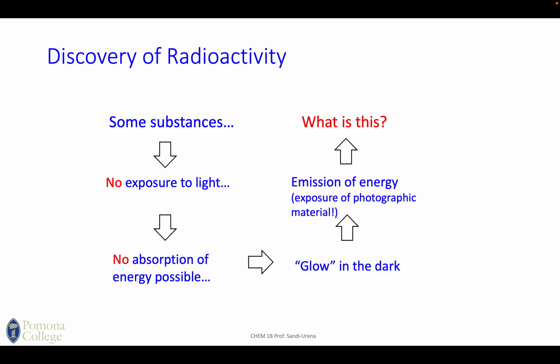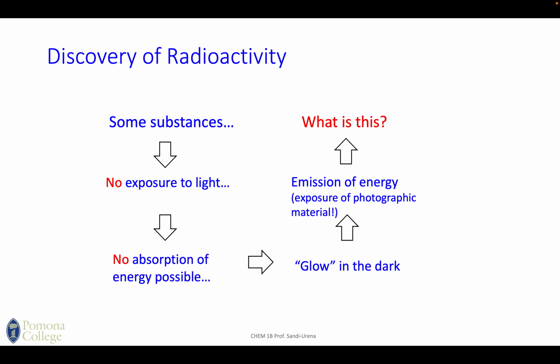And as I mentioned in class, we don't talk much about the history of chemistry or science in this class, but it helps you understand where all of our knowledge comes from and where our way of thinking comes from. So if you look at the discovery of radioactivity, it's quite interesting because back 100 years ago, they knew that some substances could absorb light. When they were exposed to light, they would absorb energy. And then when they were taken into a dark room, they would glow in the dark. That is, they would emit that energy that they had absorbed. And that's a phenomenon that we call fluorescence.